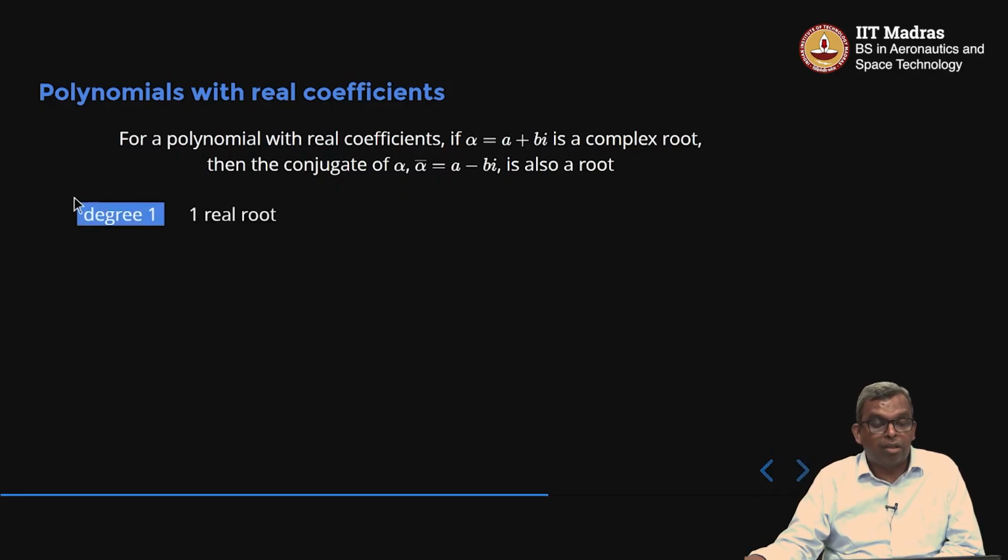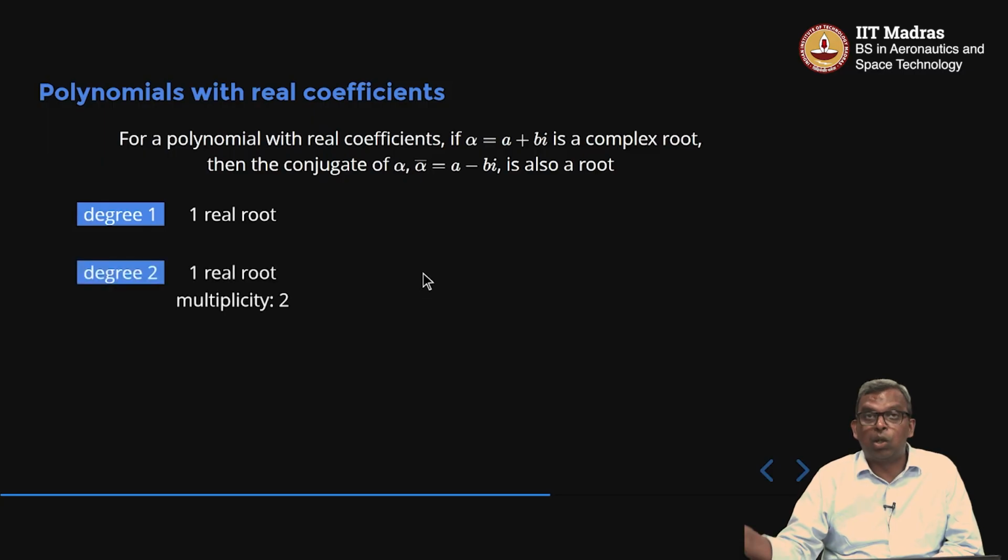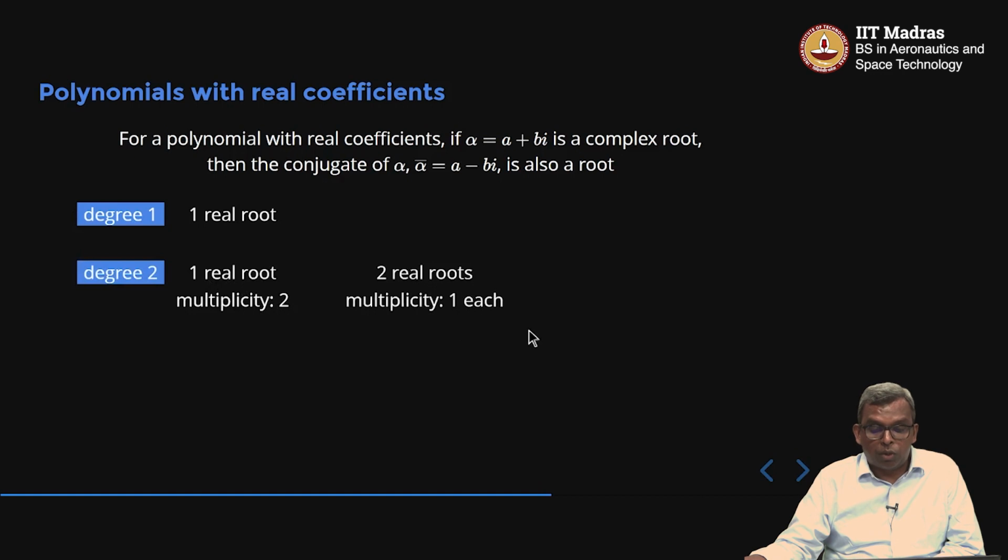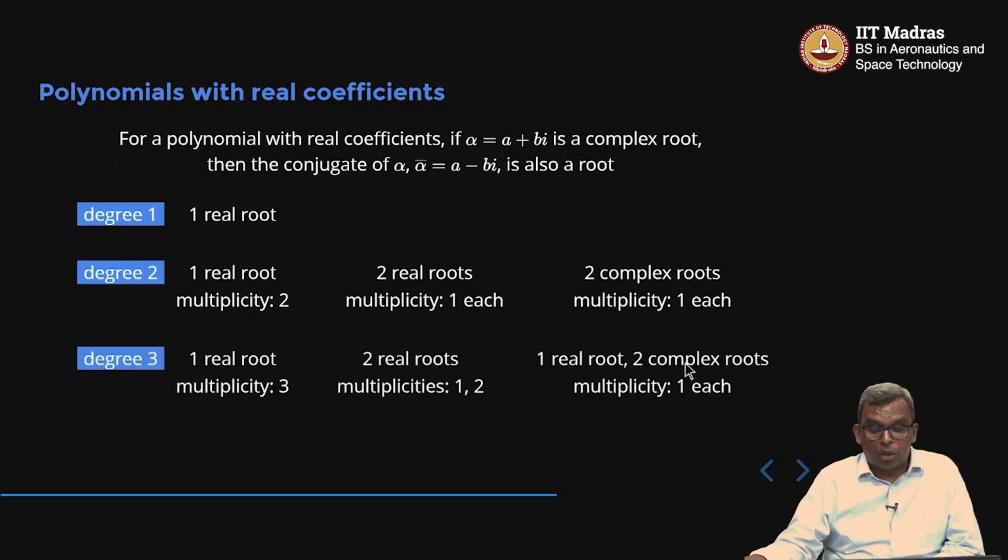So if you have a degree 1 polynomial with real coefficients, there will be only one real root. If you have degree 2, you can have one real root of multiplicity 2, two real roots multiplicity 1 each, or two complex roots multiplicity 1 each, right? So all these three are possibilities for a quadratic polynomial. For a cubic polynomial, notice what happens. You can have one real root with multiplicity 3, two real roots with multiplicities 1 and 2, or you can have one real root with two complex roots, these two being conjugates of each other. Remember, real coefficients is important, so multiplicity 1 each. So these are the possibilities for degrees 1, 2, 3. So that's why I said degree 3, you always will have at least one real root.